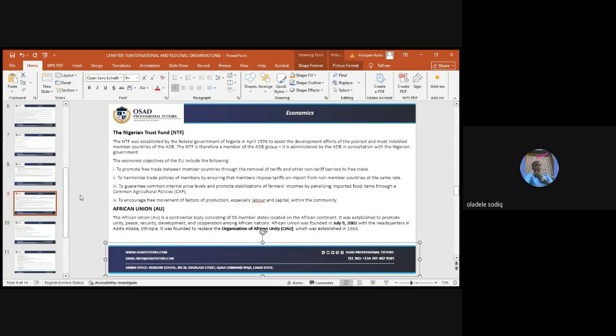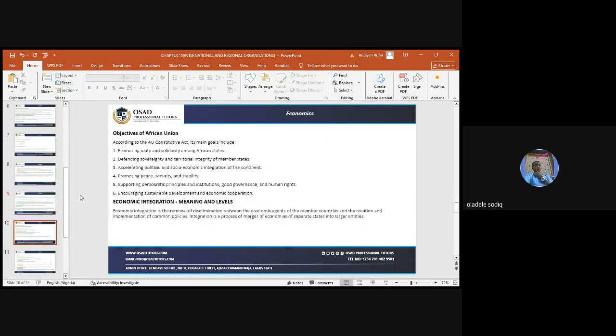Very important. So then we also have the objectives. What are the objectives of the African Union? Number one is what? To promote unity, from the word union, to promote unity and solidarity among African states. That is number one. Number two is to defend sovereignty and territorial integrity. That is to ensure that they promote unity and they defend sovereignty. Another objective is what?